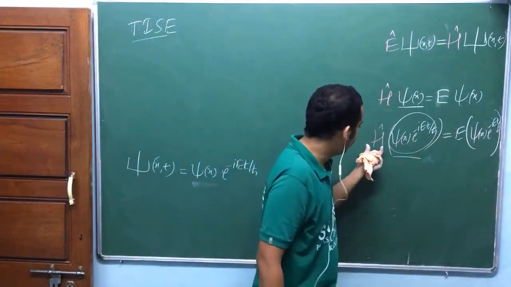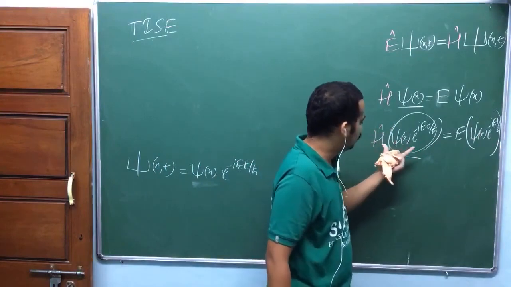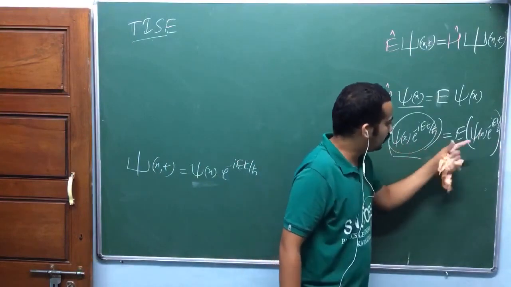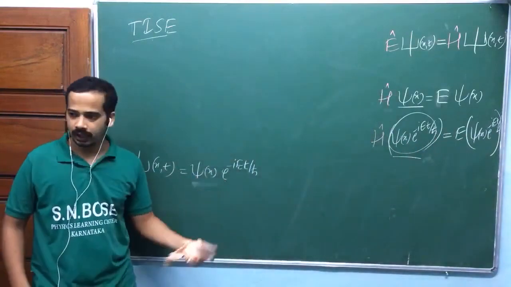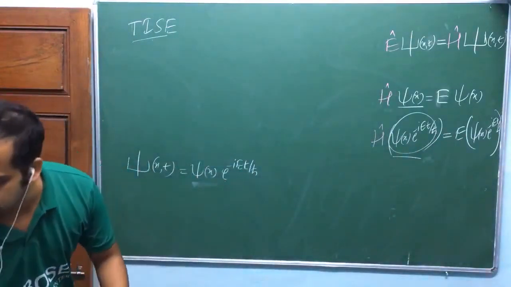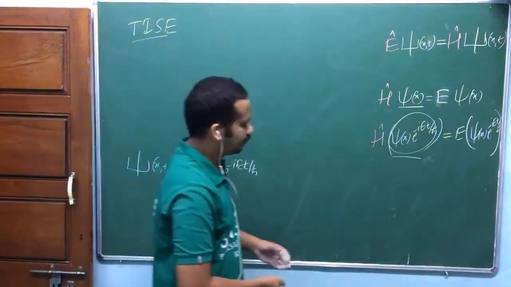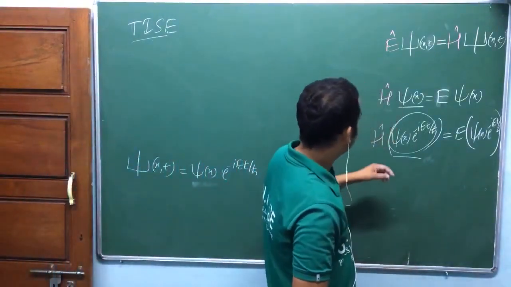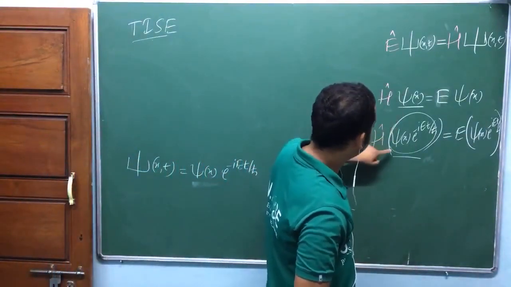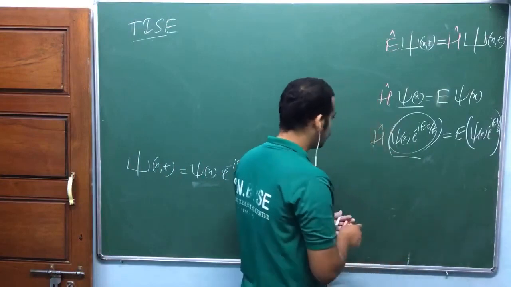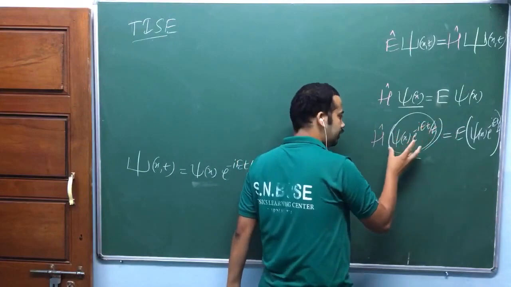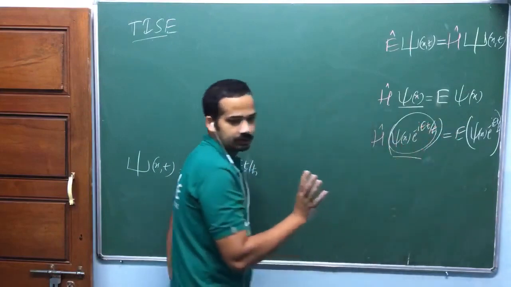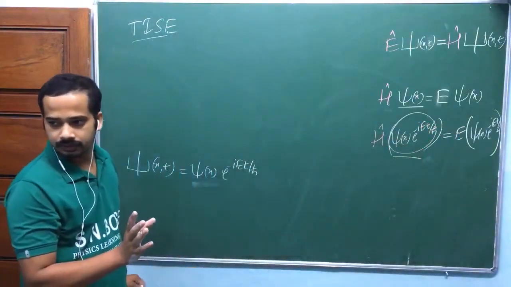Am I right? Operator on some function gives a constant times the same function. That is satisfied. That's why this together is also called an energy eigenstate. Yes, both of these are called that. Psi of x is also called an energy eigenstate, and this together is also called an energy eigenstate.